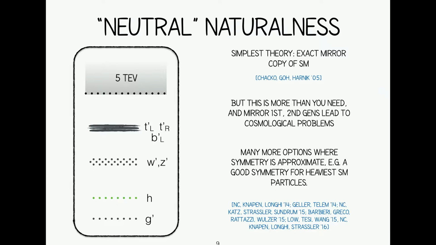But it turns out you can play games with the symmetry structure. You can make the Z2 only a good symmetry for the sectors of the standard model with the largest couplings. So you can end up arranging a theory in which there are new partner particles, but the ones that are close to the weak scale are really only the ones, just like in supersymmetry or global symmetries, that are related to the particles that have the largest couplings to the Higgs.